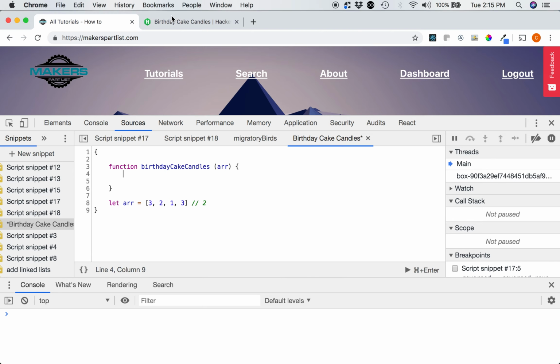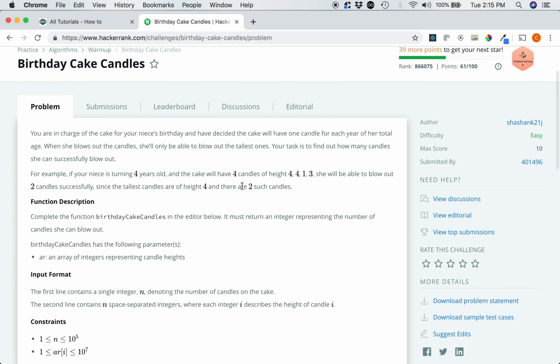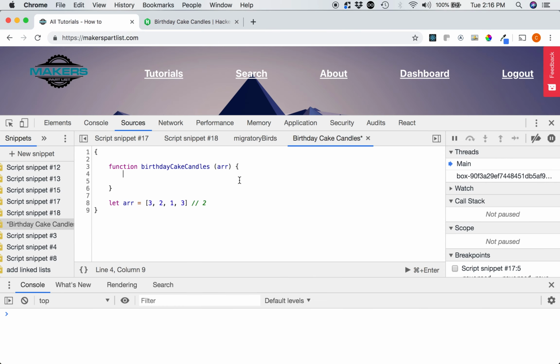Today we're going to be going over the birthday cake candles question. This is it here on HackerRank. Basically, we're going to be given an array of candle heights, and we have to return the number of the highest one. So let's get right to it.